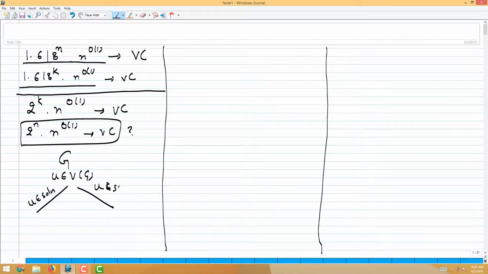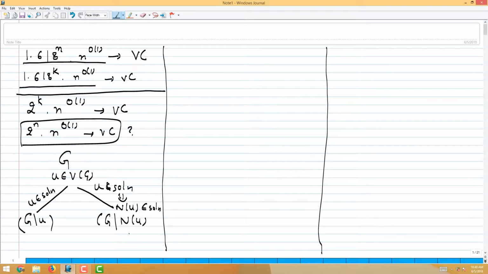But you know, if u does not belong to the solution, then all the neighbors of u should belong to the solution, right? So if you start with a graph on n vertices, these are the two possibilities, and if u belongs to the solution, you can reduce the problem to finding a vertex cover on the graph G minus u, and if N(u) belongs to the vertex cover, then you can reduce the problem to finding a vertex cover on graph G minus N[u], right? And then now you do the same thing recursively.